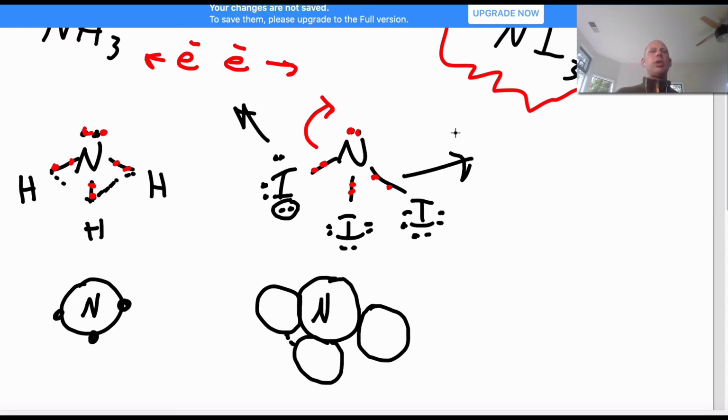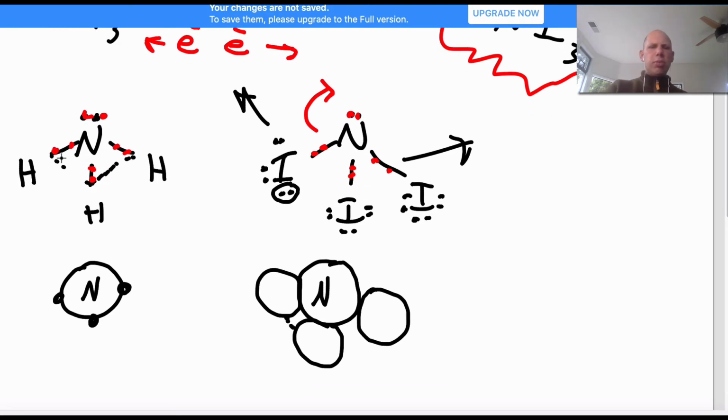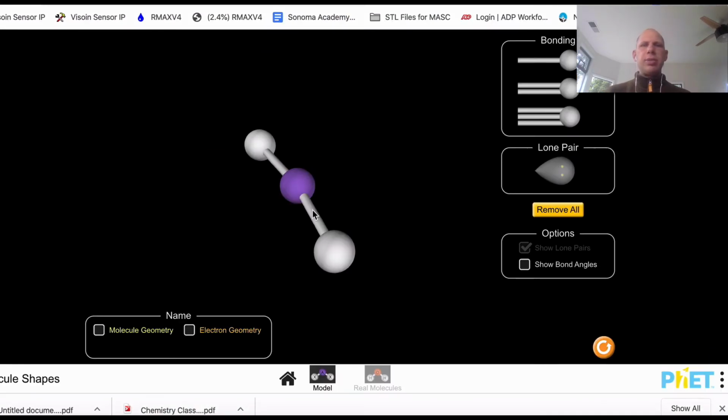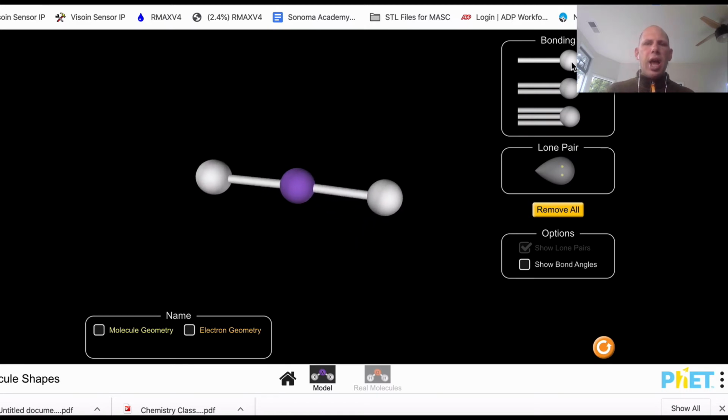And that's the explosion that you see. We don't see that with the H's. And so let's look a little bit more at this shape phenomena. So I just want you to watch me play with this simulation right here. This simulation here just allows me to take a central atom and put some bonds on it. So I'm going to put a bond on each side, and when you see that, it's straight.